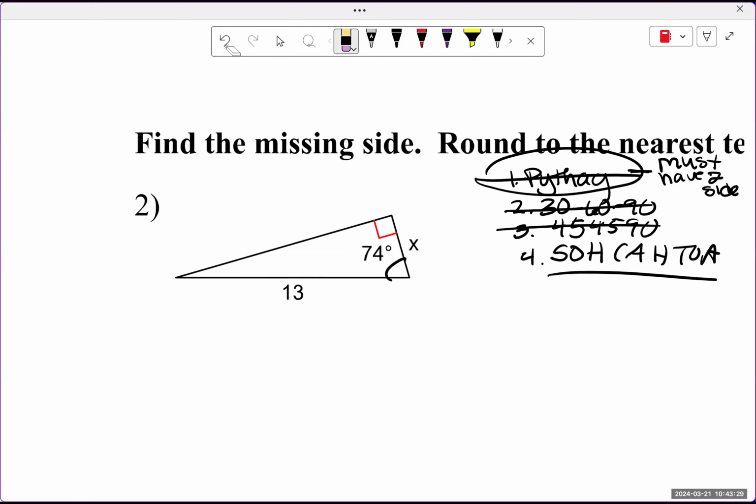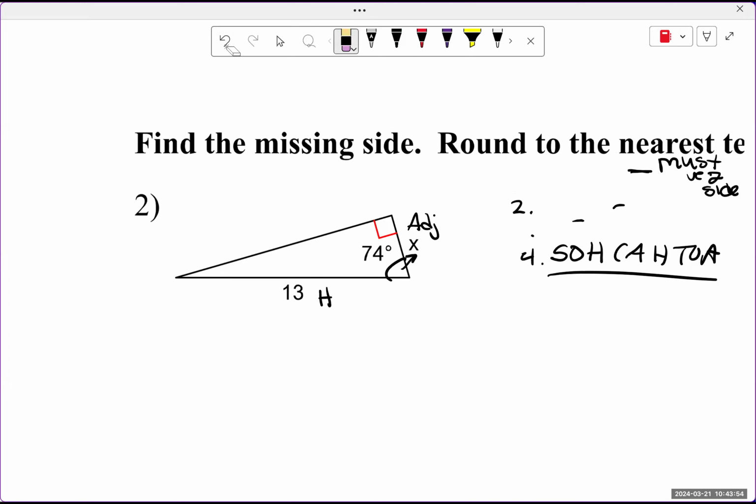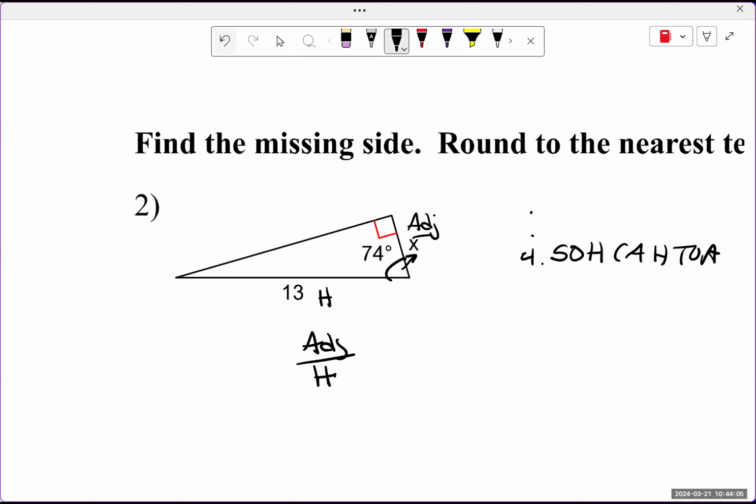Next is label. Across from the 90 is the hypotenuse. Now, the 74 can reach its little hand out and touch the X. X is the adjacent side. So let's get rid of all this mess. I've decided on SOHCAHTOA. So I have adjacent over hypotenuse.